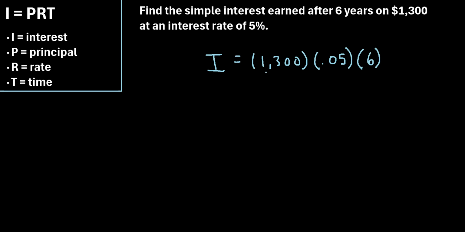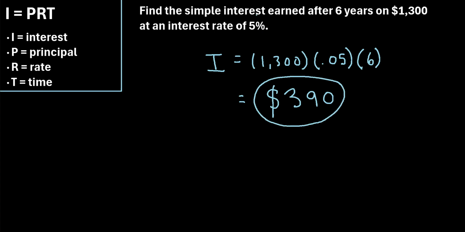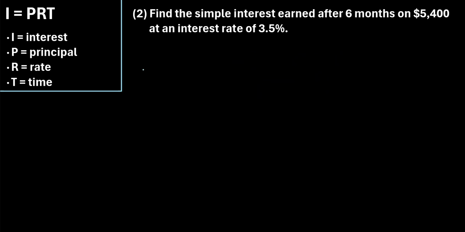So when you multiply 1,300 times 0.05 times 6, you get 390. And remember, we're talking about dollars, so we'll say $390. That's our final answer. That's how much interest you earned after 6 years when the principal, or the starting amount, is $1,300 and the interest rate is 5%. All right, let's try another question.